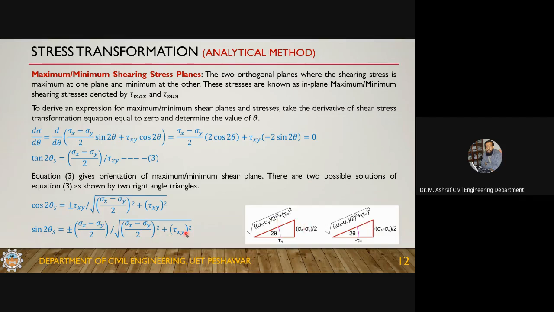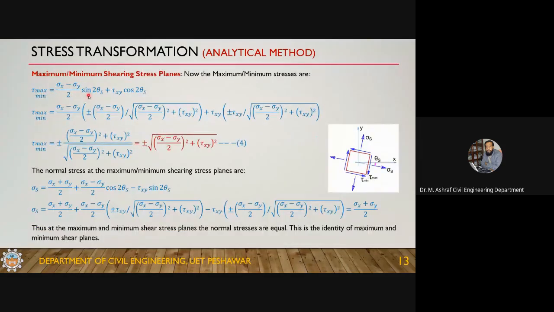Okay, so you plug this into the shear transformation equation. So this is the shear transformation equation. Plug in the value of sin 2θs and cos 2θs, simplify, and you will get this expression. In this expression, the plus sign corresponds to the maximum shear stress and the negative sign corresponds to the minimum shear stress. One thing is clear from this expression: the maximum and minimum shear stresses are the same in magnitude, but one is positive and the other is negative.